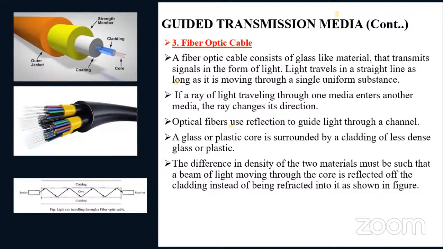Signals travel at the speed of light. 3 lakh kilometers per second it can travel. The light travels in a straight line as long as it is moving through a single uniform substance. So, why straight line? If it is in a straight line, it travels very fast. If there are any obstacles or turnings, it may get a very small fraction of nanoseconds delay, but as long as it is a straight line, it moves very fast.